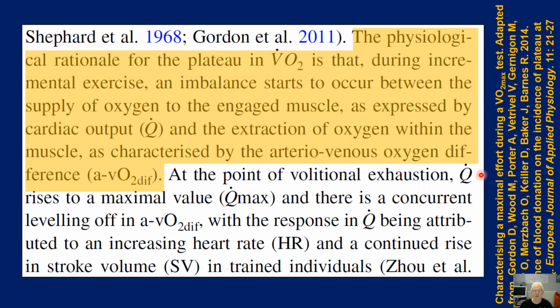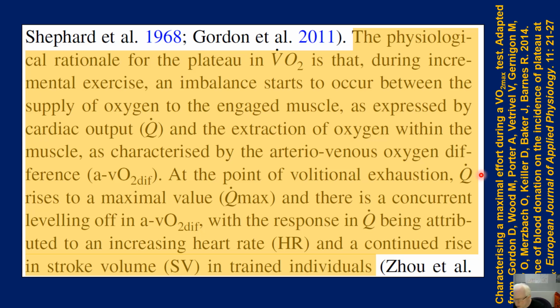What is this about? Well, if we give ourselves the rationale, again, this is perhaps reinforcing some work. This is again from a paper that we published on this. The physiological rationale for the plateau in VO2 is that during incremental exercise, as we've already reported, an imbalance starts to occur between the supply of oxygen to the engaged muscles, as expressed by the cardiac output, and the extraction of oxygen within the tissue or the muscle, as characterised by the arteriovenous oxygen difference. At the point of volitional exhaustion, Q rises to its maximal value, and there is a concurrent levelling off in the AVO2 diff, with the response in Q being attributed to an increasing heart rate and a continued rise in stroke volume in trained individuals.